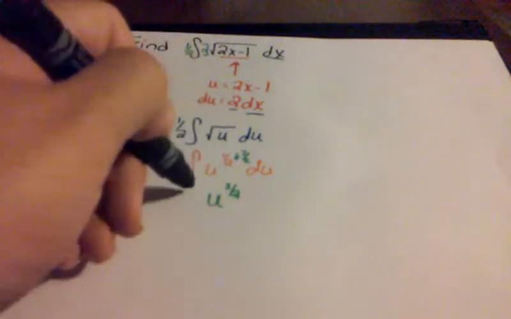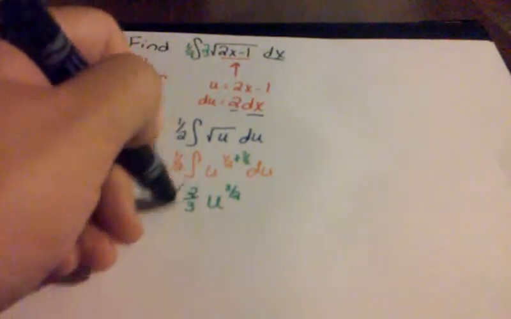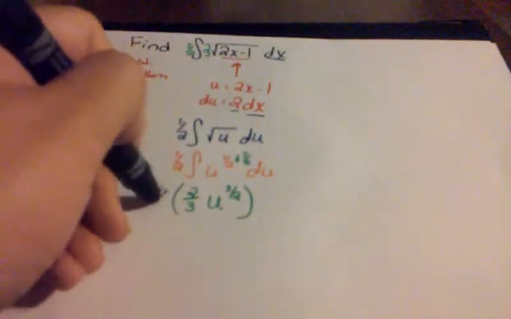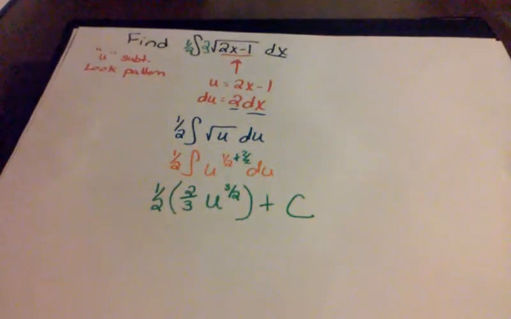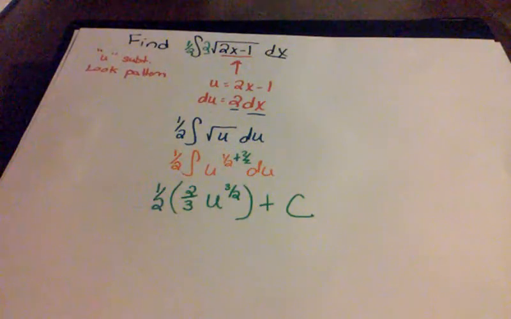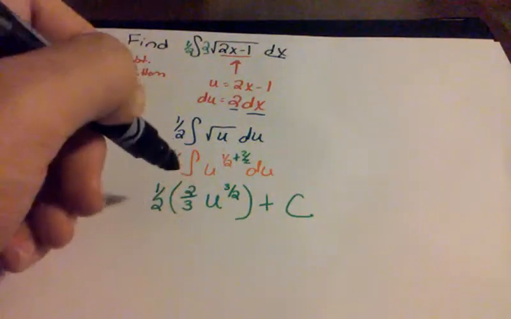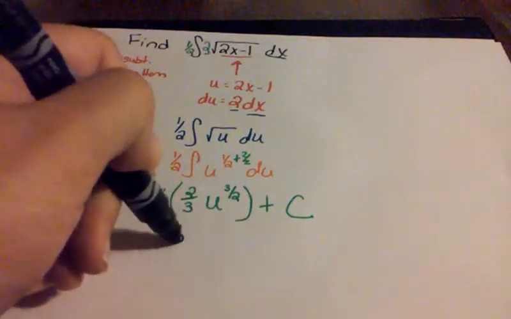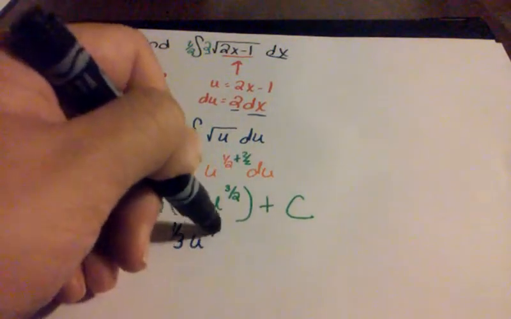I'm going to do the reciprocal of that, so that would be 2/3. And I'm not going to forget that I pulled out a 1/2 from the beginning, and then I'm going to put plus c. I'm going to do a little bit of algebra to this and clean this up. This is going to give me 2 over 6, which is the same thing as 1/3. u to the 3/2 plus c.